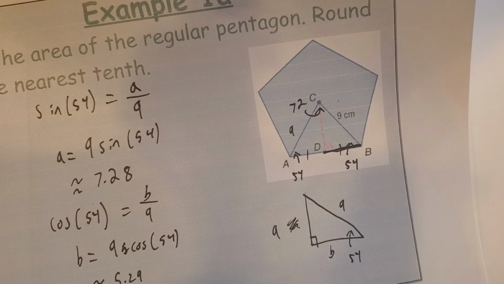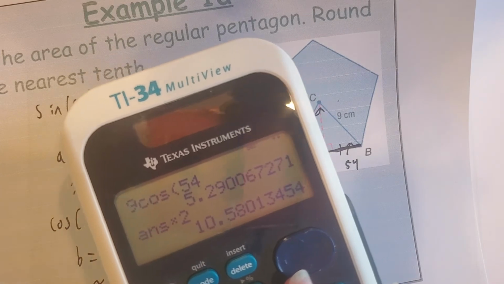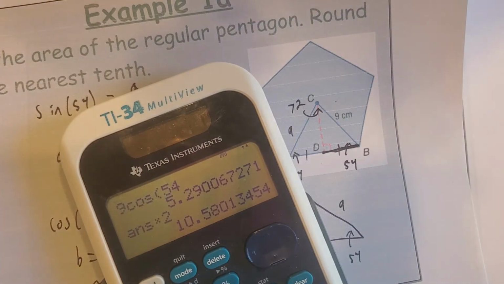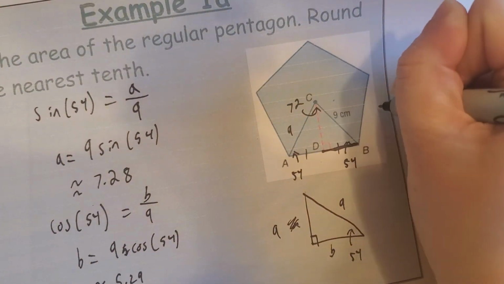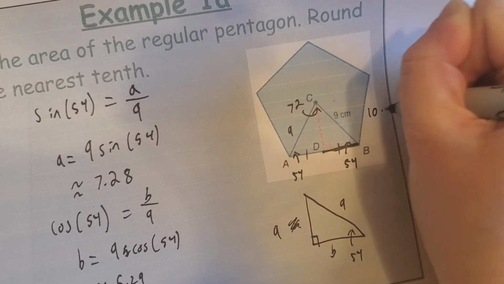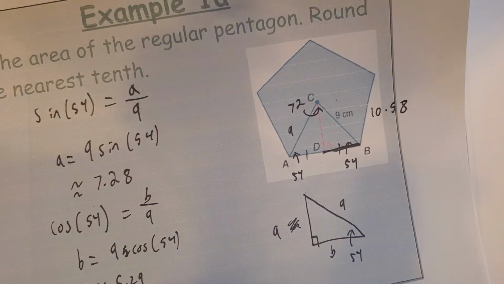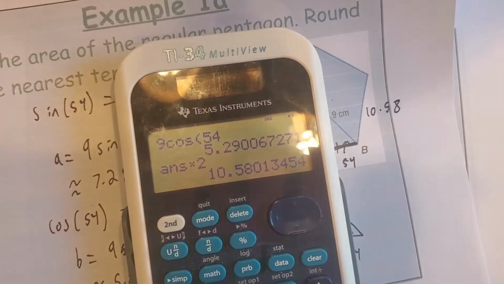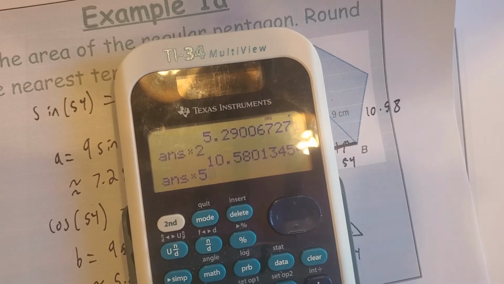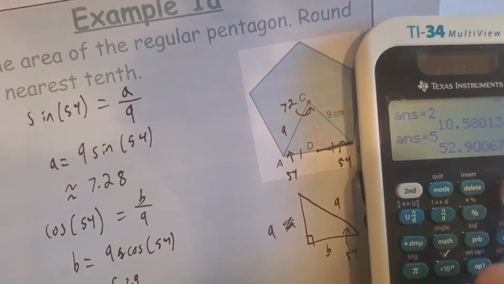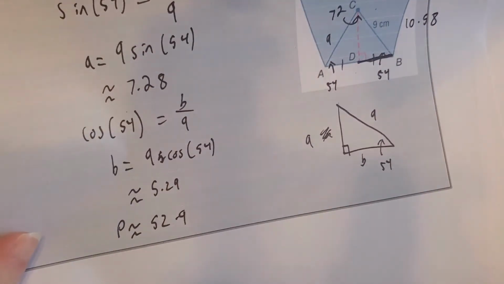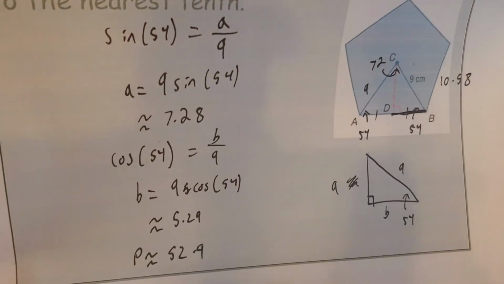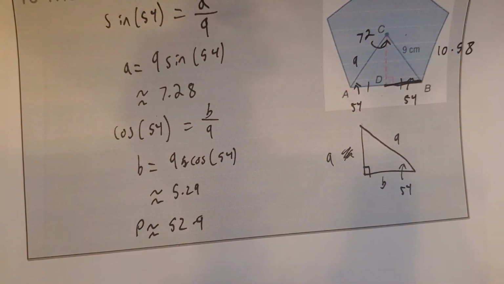So I kept that long decimal in my calculator so I knew my approximation wouldn't throw anything off. So AB, or any side length, I'm just going to write it here for the sake of space, is approximately 10.58. Again, it's a regular polygon, so all sides are the same. So if one side is 10.58, the perimeter is times 5. So the perimeter is approximately 52.9. You can't see that. 52.9.